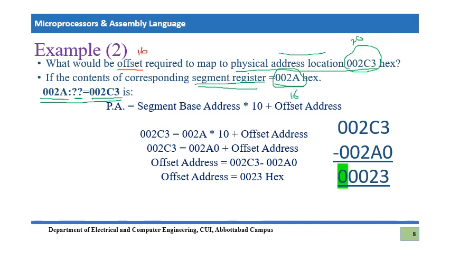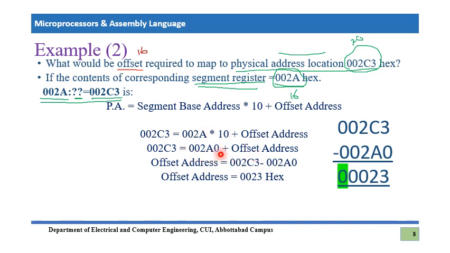So how are we going to calculate? We are just going to apply the same formula. Physical address is equal to segment base address multiplied by 10 in hex plus offset address. We are given the values. Physical address is equal to 002C3, and segment base address is 002A, and the multiplication is done as described in the formula. The offset part is supposed to be evaluated, so it remains the same. After the multiplication it becomes 002A0.